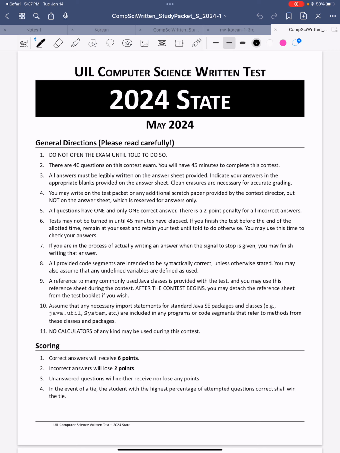I searched up UIL CS on Google to see if anything I change, due to AI and stuff. But I guess not. Things look the same. And then I came across this link which showed the 2024 last year's state exam. Took it yesterday. It was really easy. So I just wanted to show everyone how easy it is, and these exams aren't as difficult as it may seem.